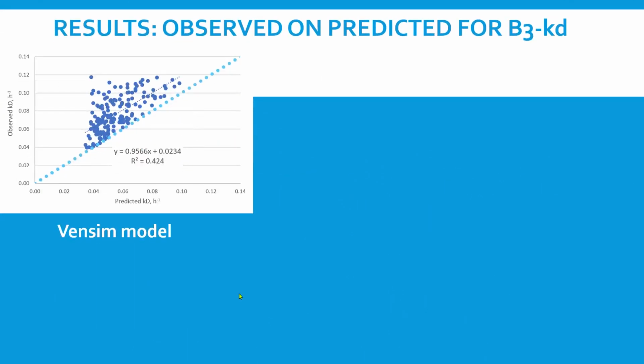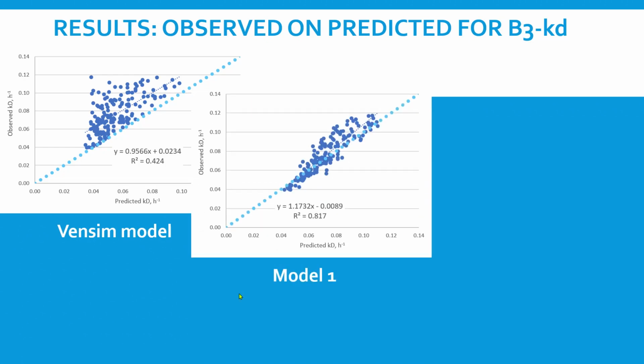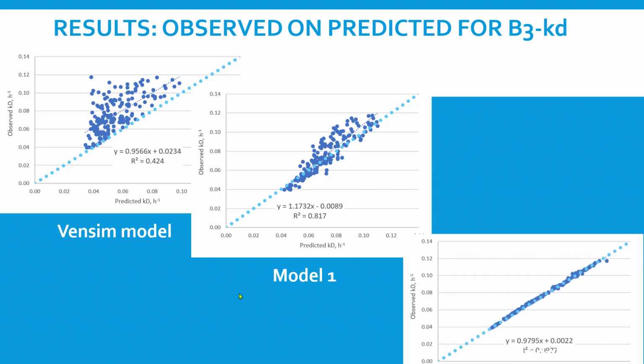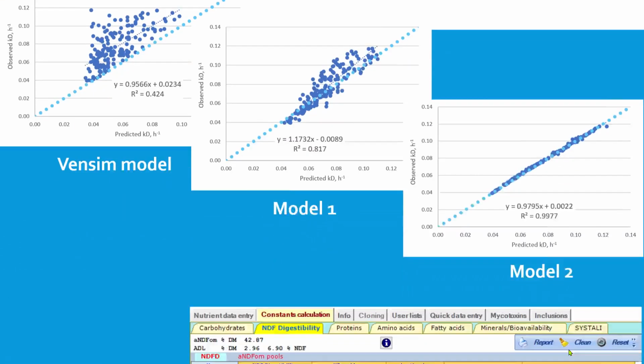So these are the results of the observed regressed on the predicted values using the Vensim model. These are the same using our model number 1, so only 3 time points. And this is the same for model number 2, using 4 time points, so again with the addition of 12 hours NDF digestibility. So you can clearly see how there was a drastic reduction in the residuals between using the Vensim model and our upgraded model, especially using the 12 hours NDF digestibility.